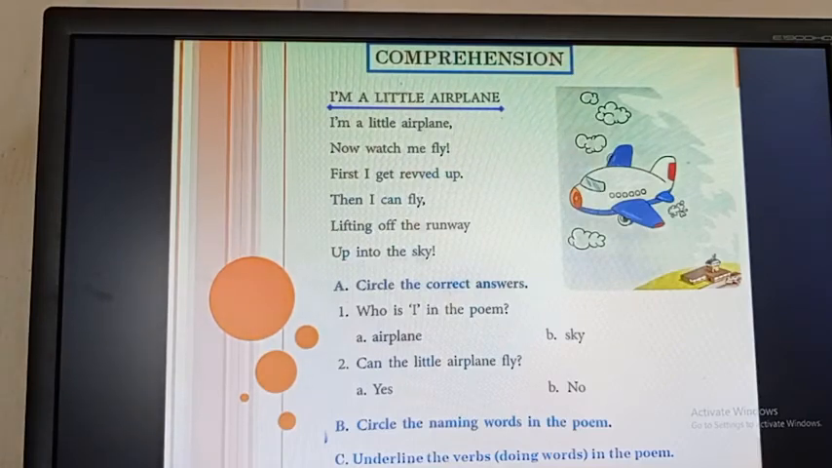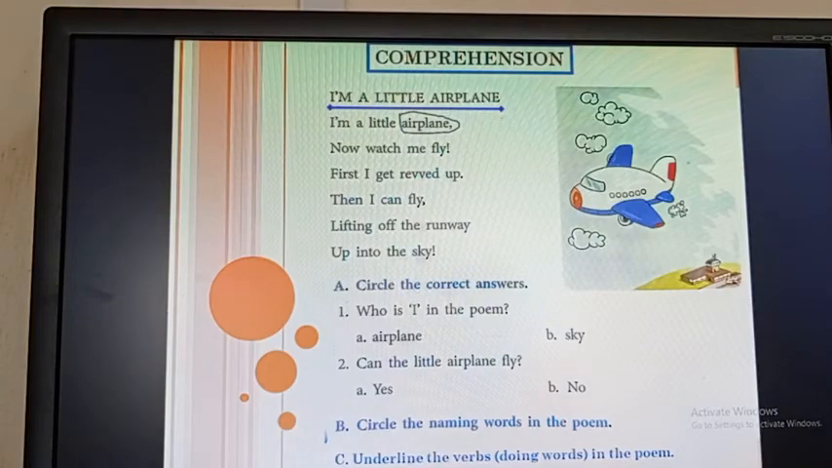All right. So let me do one for you. Here, I am a little airplane. Airplane is the noun or naming word. Like that, there are other nouns which you will have to circle here in the book itself. Okay. Now watch me fly. First I get revved up, then I can fly, lifting off the runway up into the sky. So question number B is circle the naming words in the poem. So circle the naming words. One naming word I have circled, and the others you will have to do.